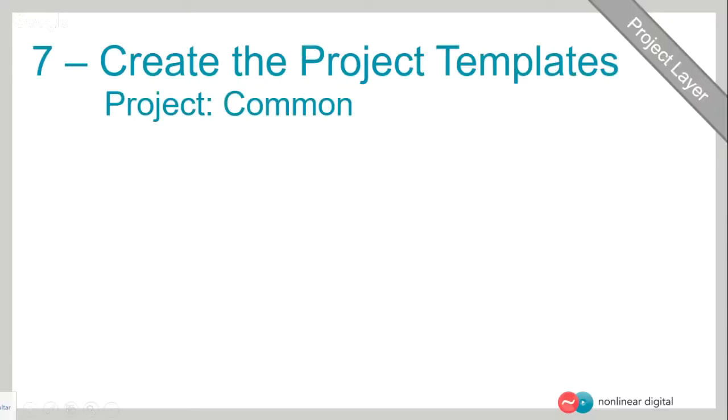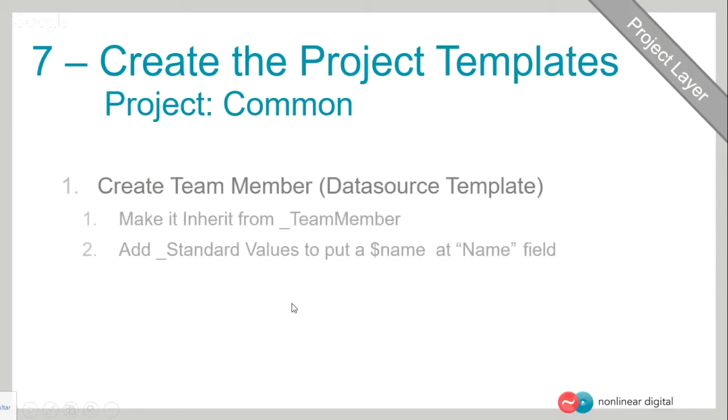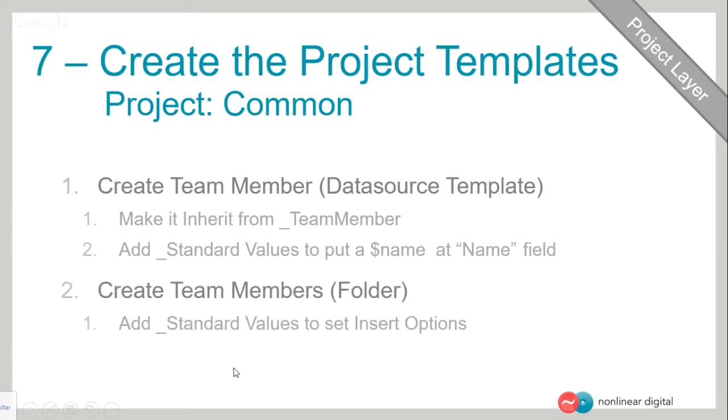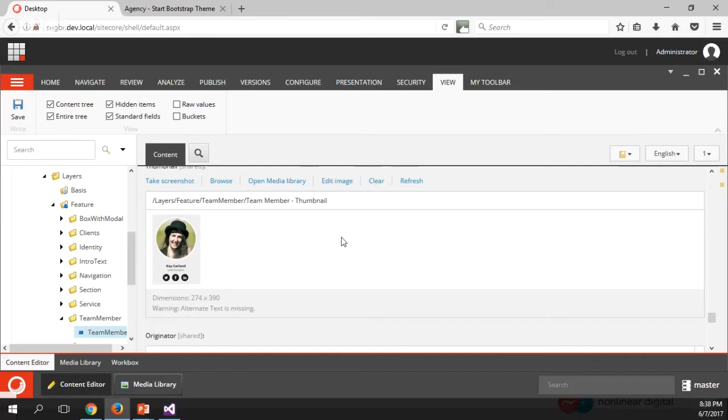Step 7, we are now creating the project templates. So here is the funny part, the thing that we are not used to doing. This is where we create the team member data source template itself. We are inheriting from the underscore team member and adding the standard values so we can put a dollar name at the name field. We are going to create as well the folder for the storage with a standard value just to set insert options. Okay, let's go for it.